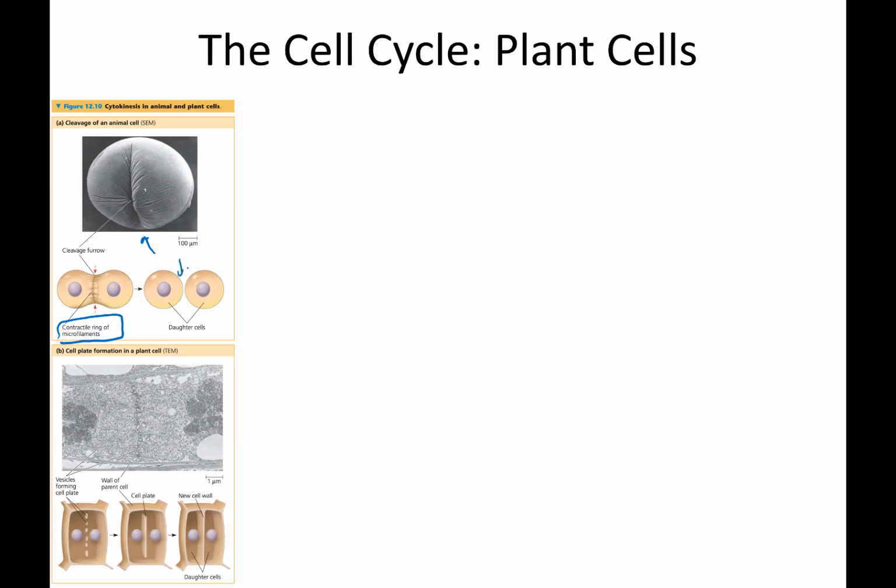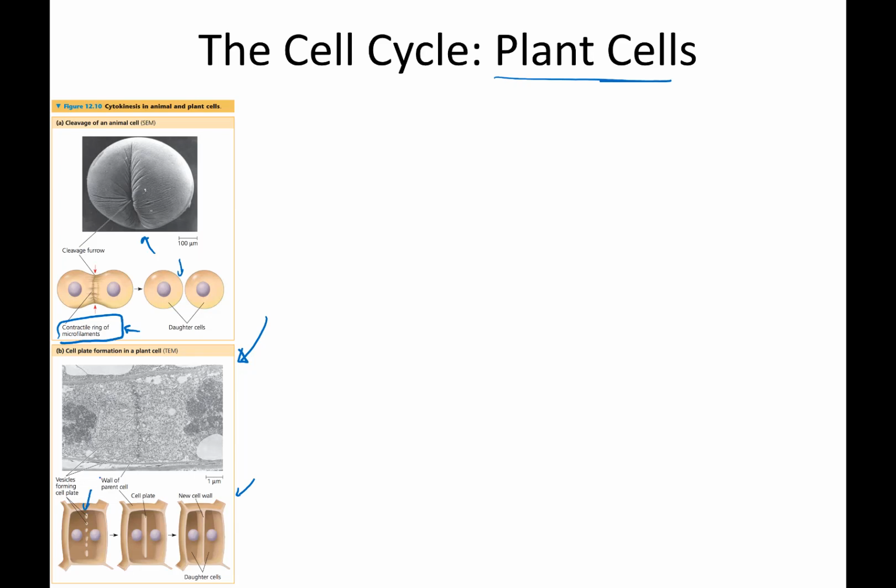The cell cycle of plant cells, shown down here, is almost exactly the same as the animal cells. The only difference is when it comes to the final step of mitosis. Instead of a microfilament performing cytokinesis, there is a completely different mechanism of separating plant cells into two daughter cells. And this is the mechanism as shown down here.